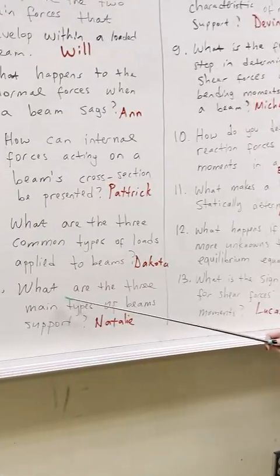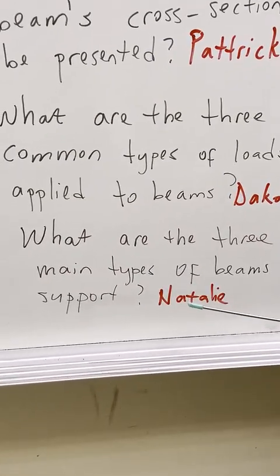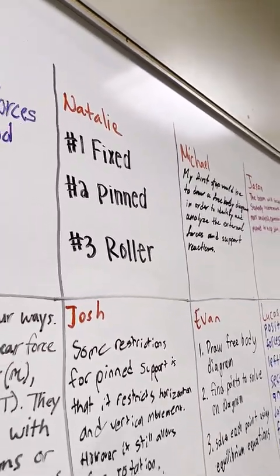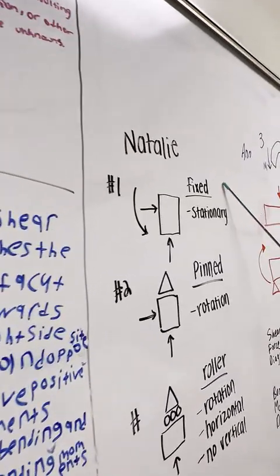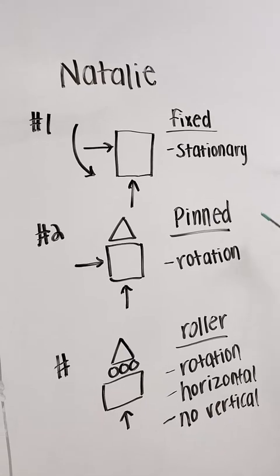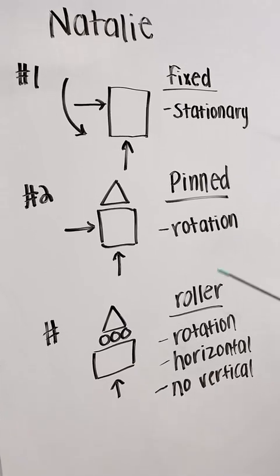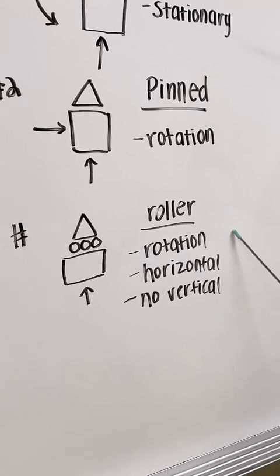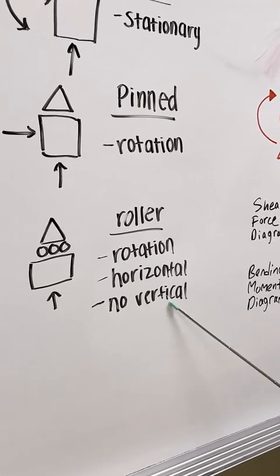Thank you. This is Natalie, and my question was number 6. What are the 3 main types of beam support? And I answered fixed, pinned, and roller. And then here I drew their diagrams. So fixed is a completely stationary beam. Pin beams allow for rotation, but not any vertical or horizontal movement. And roller beams allow for rotation and horizontal movement, but no vertical movement.